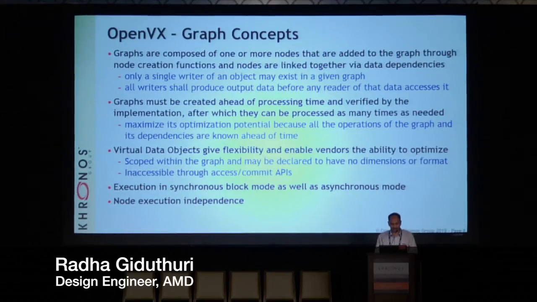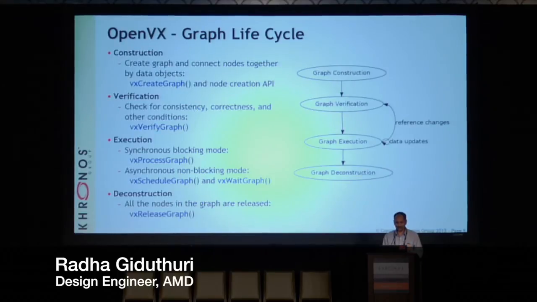This has a lot of data here, a lot of points here, but one point that I want to mention is that graphs have certain rules to follow. One of them is you cannot have cycles inside a graph. That means the rules that the Khronos OpenVX spec provides here are: there can only be one writer for a data object, and data can only be read after it has been written. I'll cover more details of this in some of the examples that are coming up.